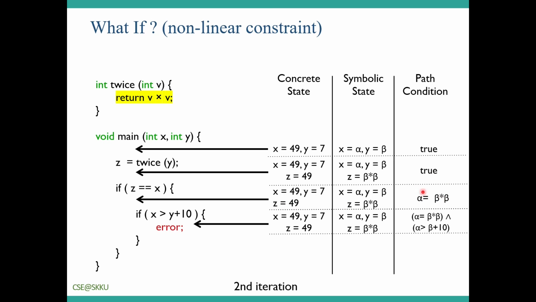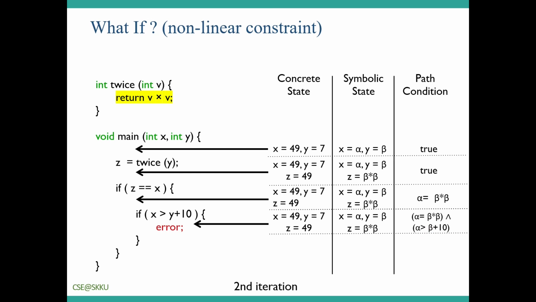And next we reach the branch if x is bigger than y plus 10. In concrete state, 49 is bigger than 17 is true. So we again go into the inner true branch and update the path condition with alpha is bigger than beta plus 10. So the path condition becomes alpha equals beta times beta, and alpha is bigger than beta plus 10, thereby reaching the error location.